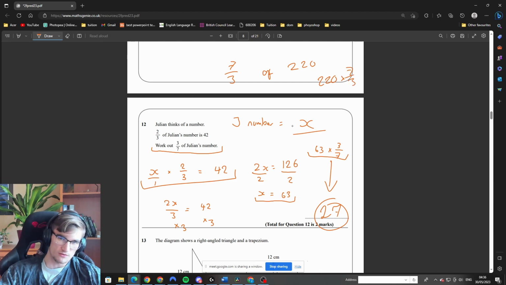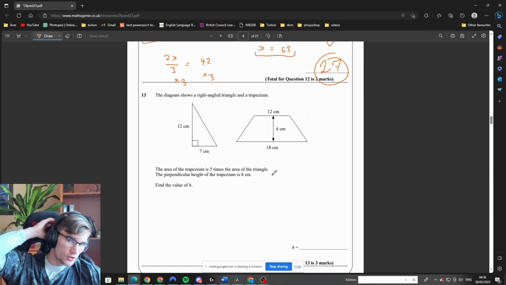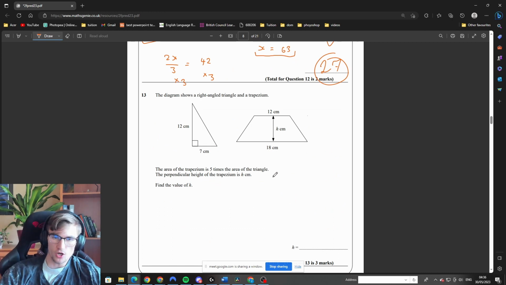And you're going to find what 7/3 of 220 is, okay? The diagram shows a right-angled triangle and a trapezium. The area of the trapezium is 5 times bigger than the area of the triangle. Trapezium is triangle times by 5. The perpendicular height of the trapezium is h. Find the value of h.